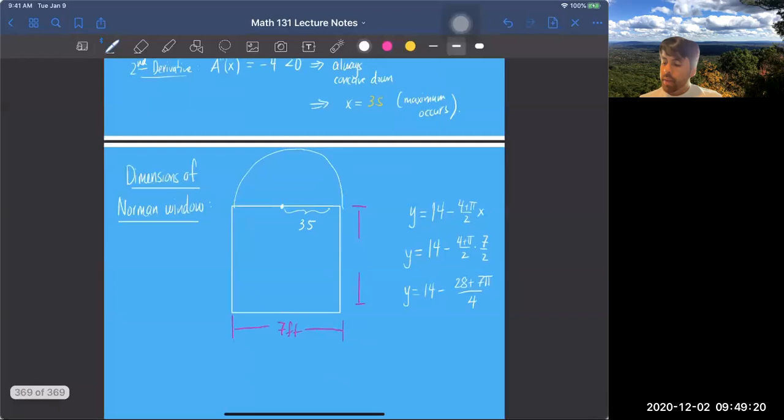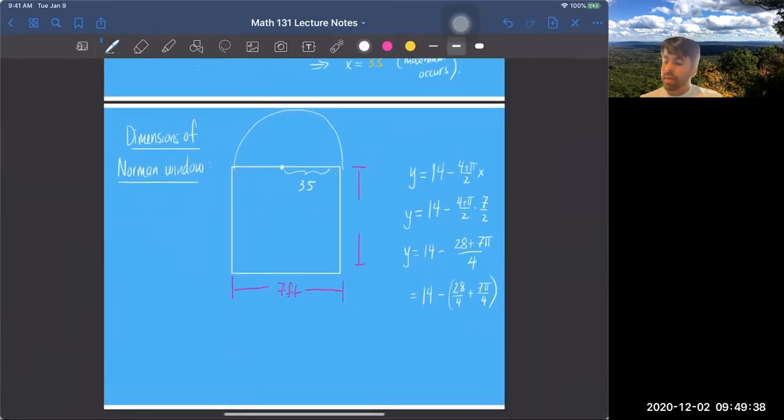And then if I write this out, this is 14 minus, I can write this as 28 over 4. And just make sure you put the parentheses. This is 7 pi over 4. 28 over 4, I can reduce that to 14 minus 7, right? 7 plus 7 pi over 4. Then I can subtract and I get 14 minus 7 minus 7 pi over 4. And I get 7 minus 7 pi over 4.